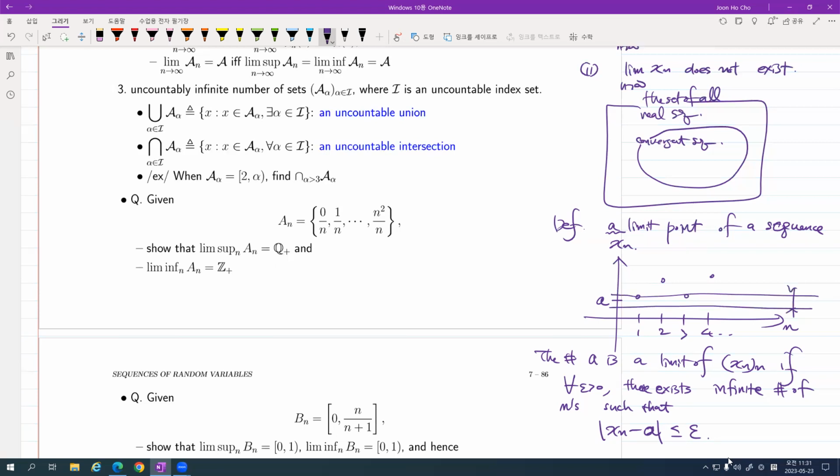So this is 2 epsilon positive. And what you want is that you can find infinitely many indices. That's all. Got it?